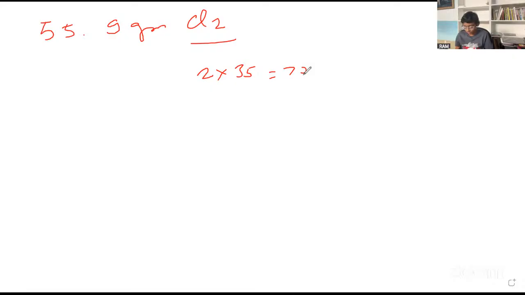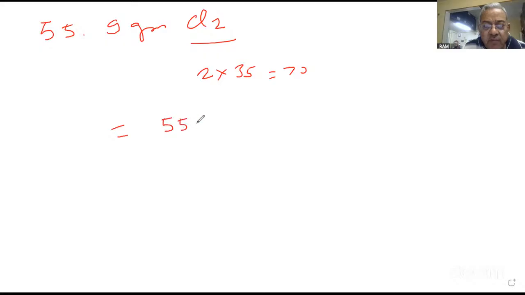Then the number of moles will be how much? The number of mole will be 55.9 upon 70. These we have done now. Last questions we have done number of moles. This is n, the number of moles. This much moles.